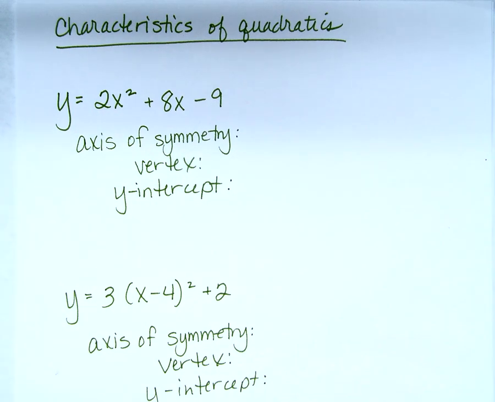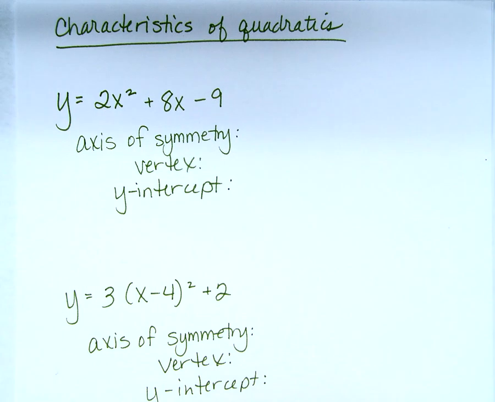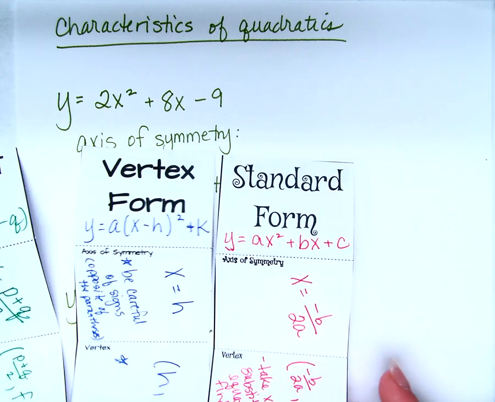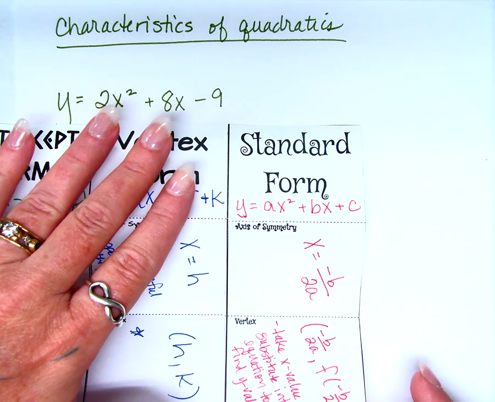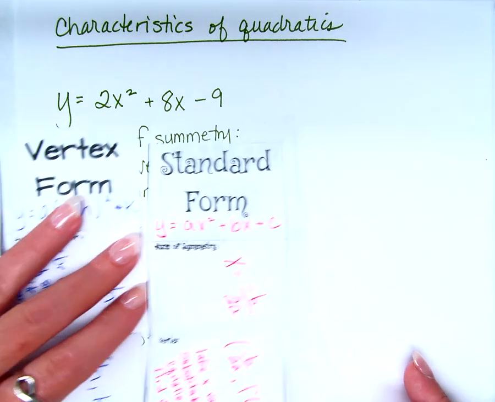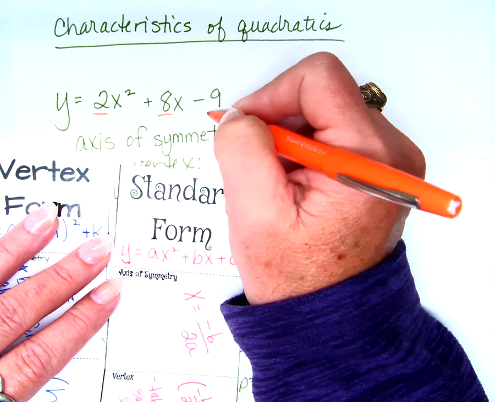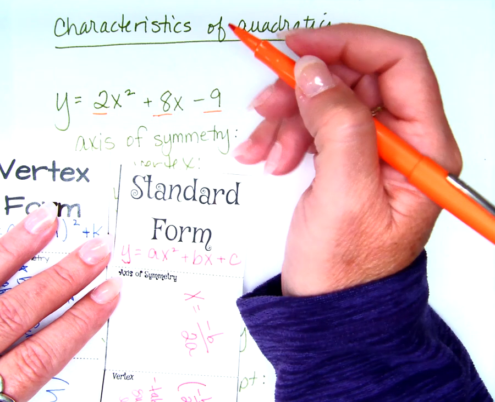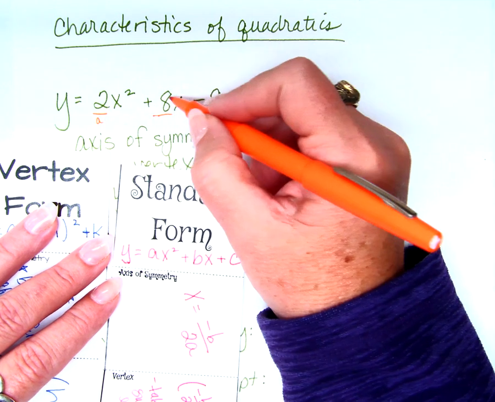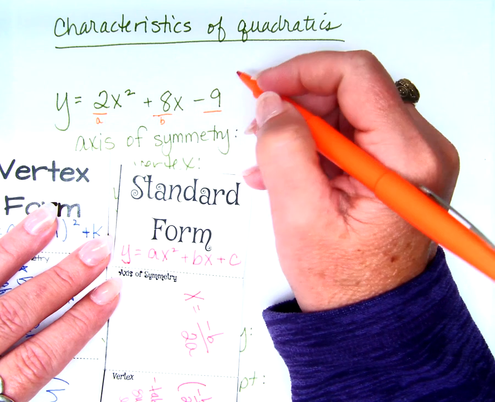Okay? So, can you tell me what form this is in? That's definitely standard form, right? First of all, there's no parentheses at all, so that kind of leaves both of those out, right? So standard form is what's left. So let's identify things that we know. What is this right here? What's the 2? That's a. What is the 8? And what about the negative 9? C.